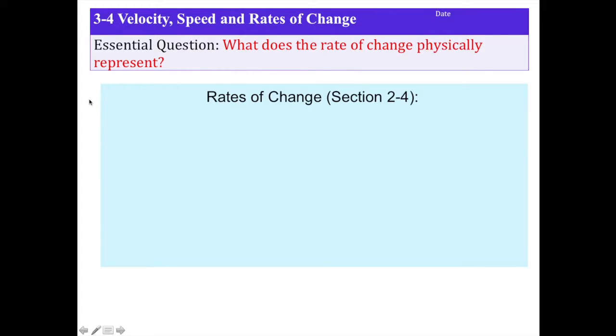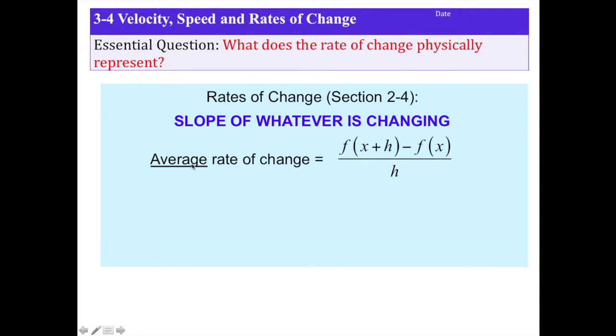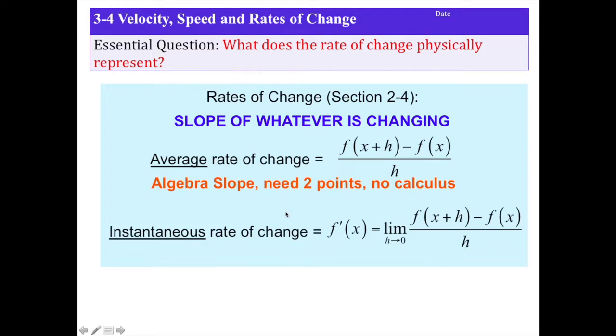So we're going to talk about velocity, speed, and rates of change as we work with the idea of the derivative. Our essential question for today is, what does the rate of change physically represent? Going back to section 2.4, the rate of change is the slope of whatever is changing. The average rate of change is what we call our algebra slope. For average, you need 2 points, a rise and a run. There's no calculus involved; you have your beginning and your end.